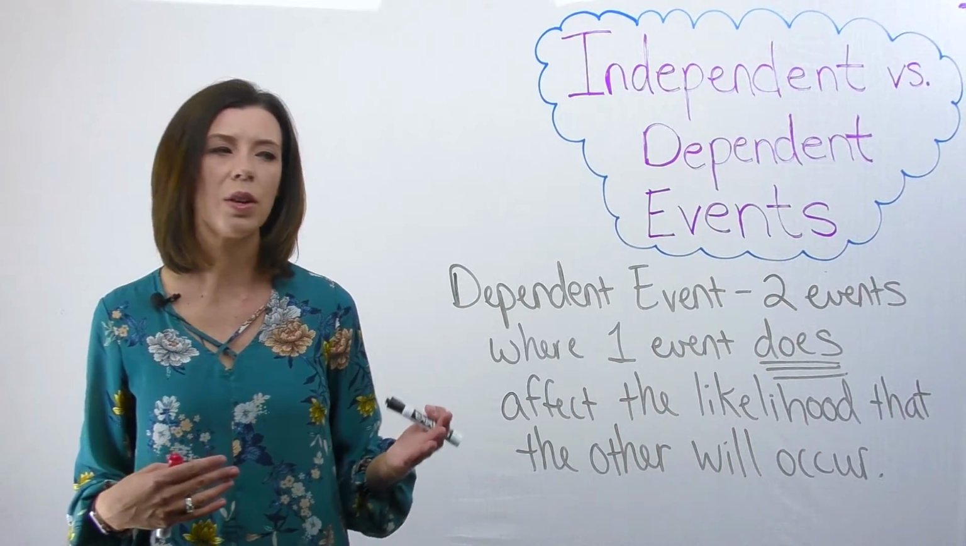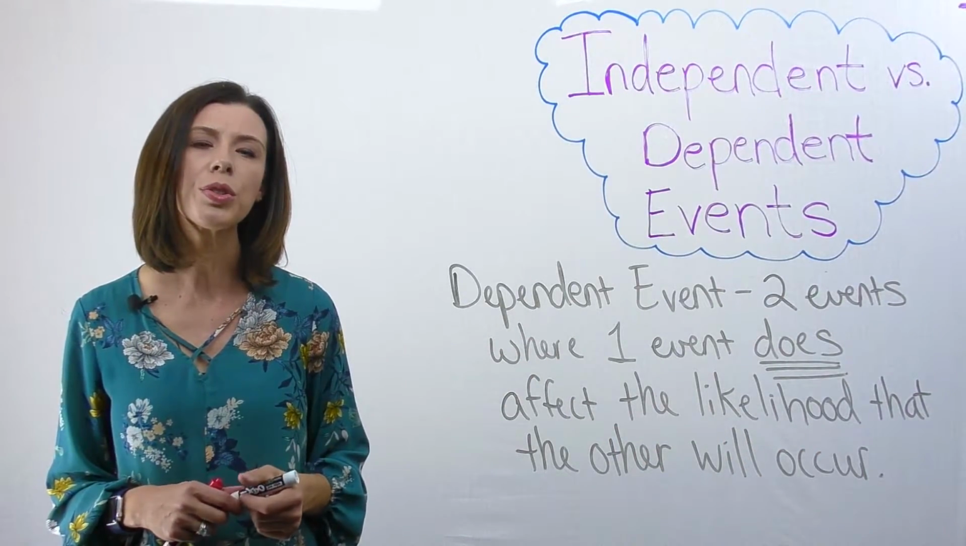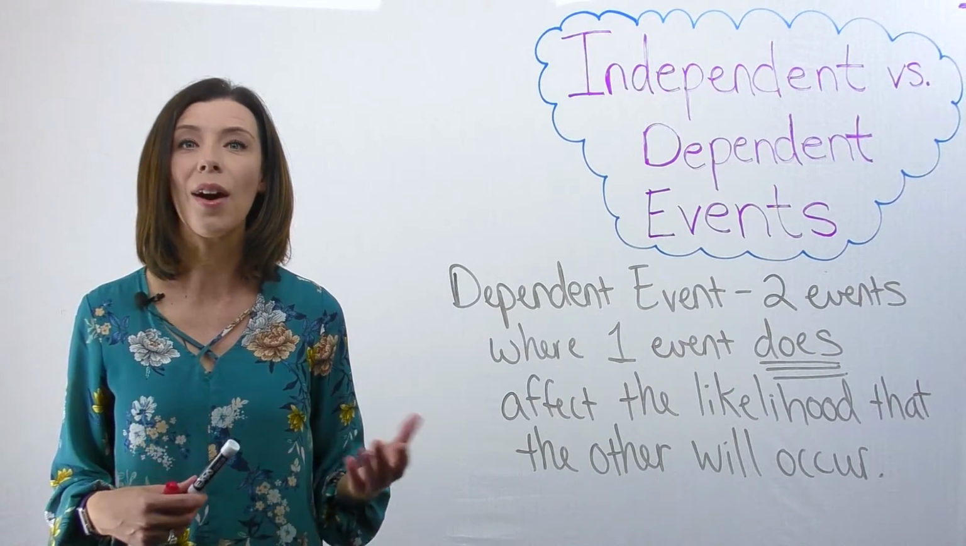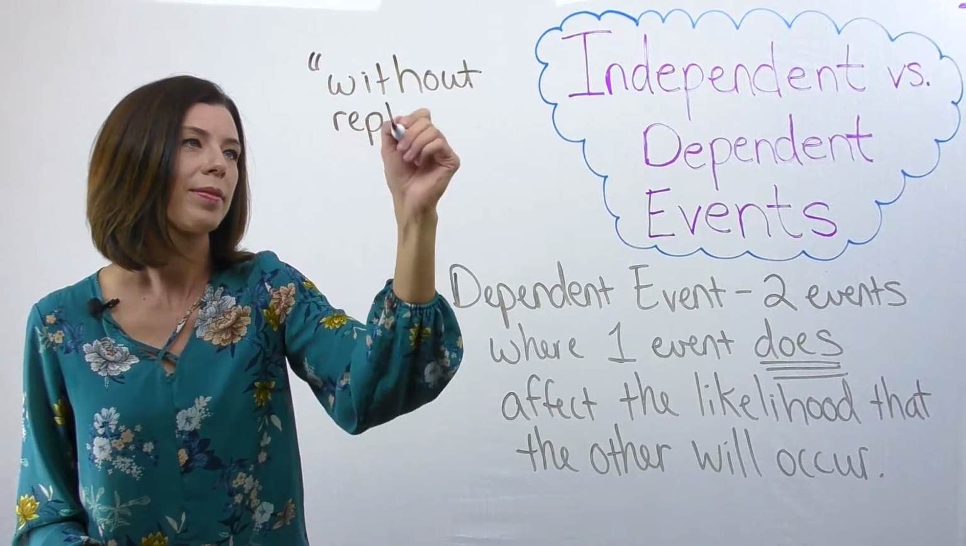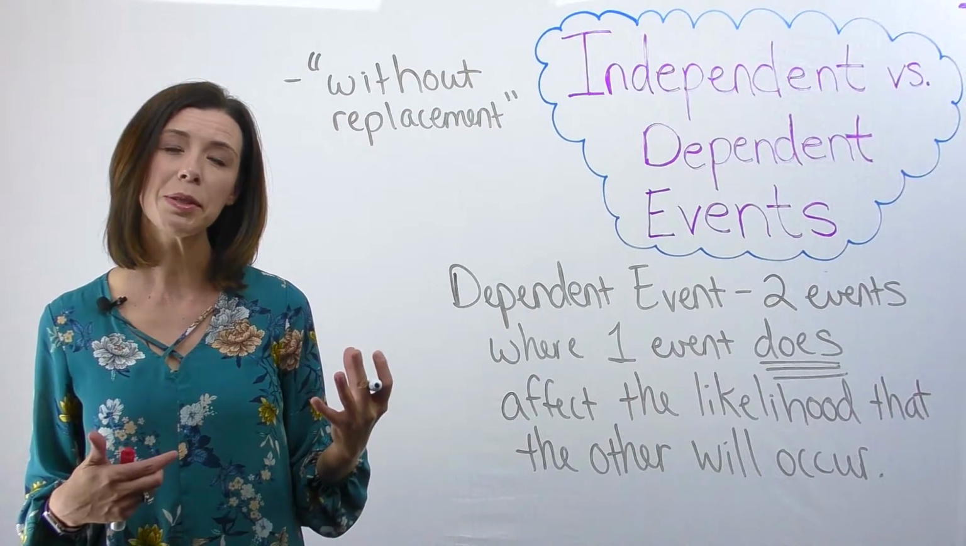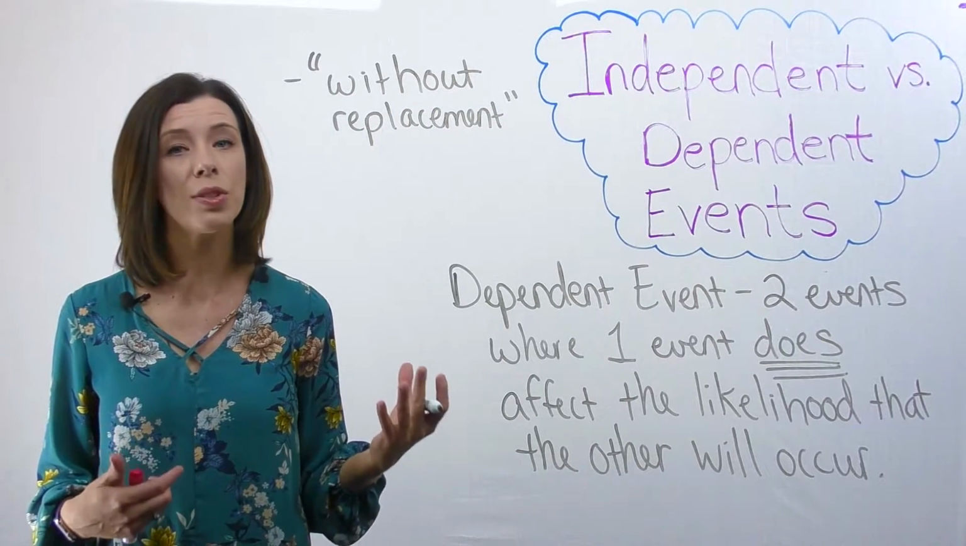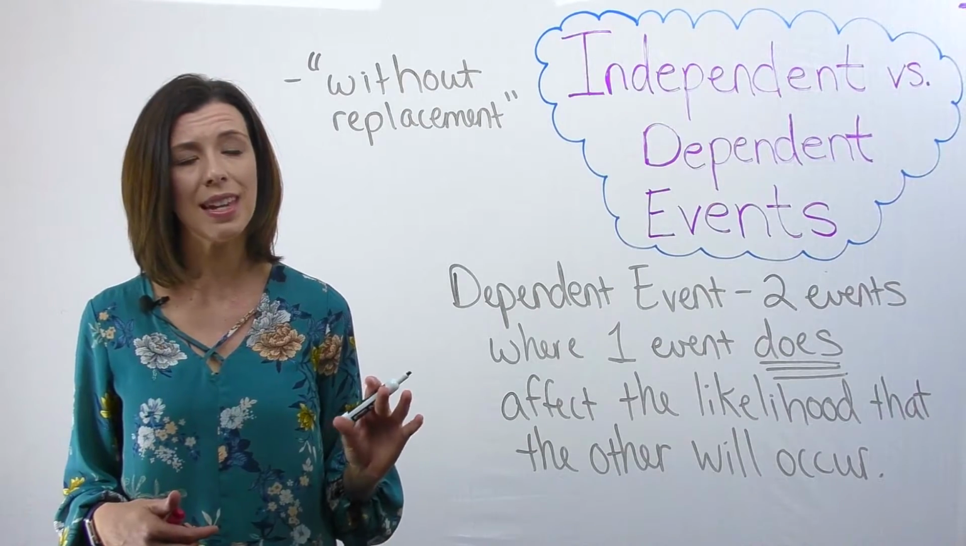For dependent event questions, you might see words or phrases that say "without replacement." For this one, the sample space, or the number of outcomes, is going to change. It is not going to stay the same.